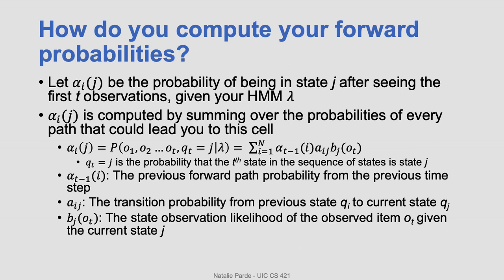We can break this down further by saying we have a set of states from 1 to n, and we're going to loop through them to keep a running total. For each state i in n, we'll do 3 things. We'll get the previous forward path probability for this state from the previous time step. We'll get the transition probability from state i to our current state j, and we'll get the observation likelihood for the observation at the current time step being observed for the current state j. We'll multiply these 3 things together, add them to our running total, and just repeat for all states from 1 to n.